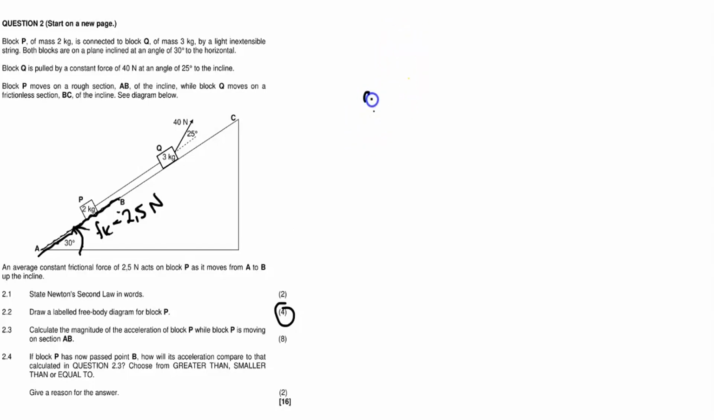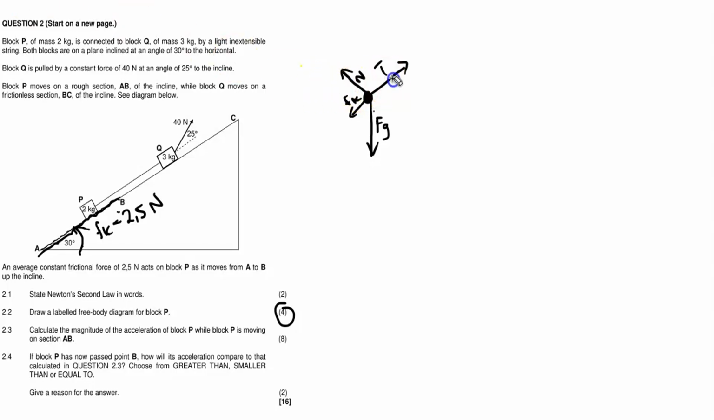So here we'll just be giving this object as a dot, and then we are showing the tension, we are showing the friction, and then we will be adding the normal force since it's on a surface. Then we'll just be including Fg, and then as you can see we've got 4 forces and 4 marks.